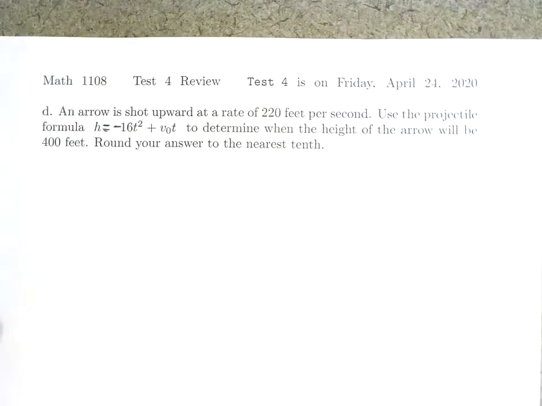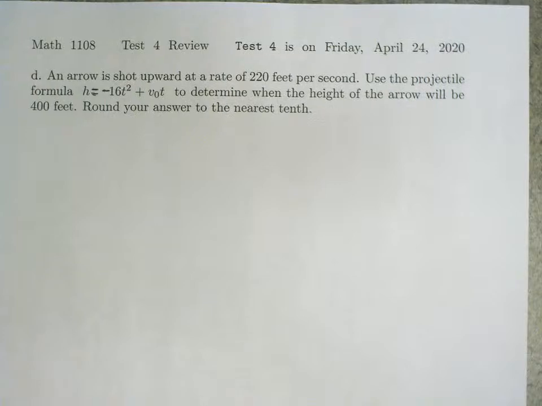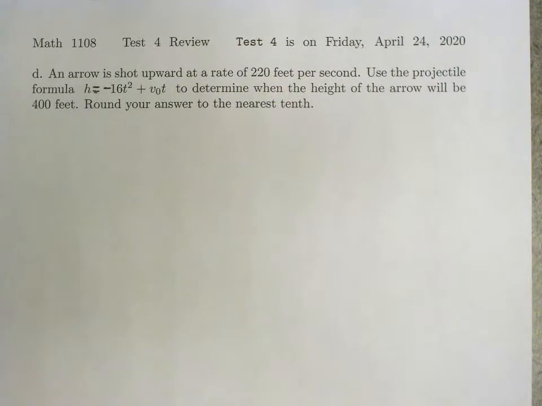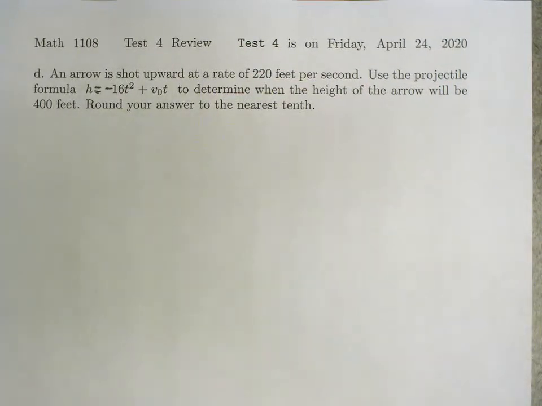Okay, we have another word problem to look at. This one says an arrow is shot upward at a rate of 220 feet per second. Use the projectile formula h equals negative 16 t to the second plus v sub 0 times t to determine when the height of the arrow will be 400 feet. Round your answer to the nearest tenth.